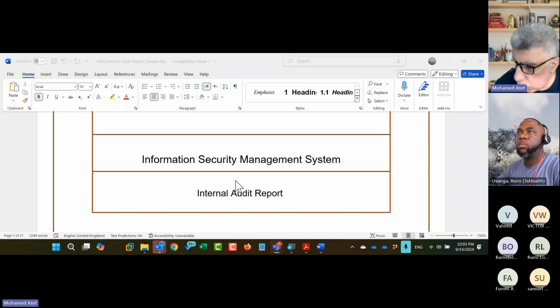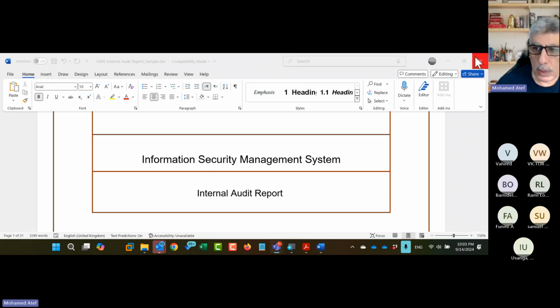So when we conduct an audit, we are making sure that the standard controls are implemented and working effectively, and we are following the plan, do, check, act process as well. This is an example of an internal audit report.